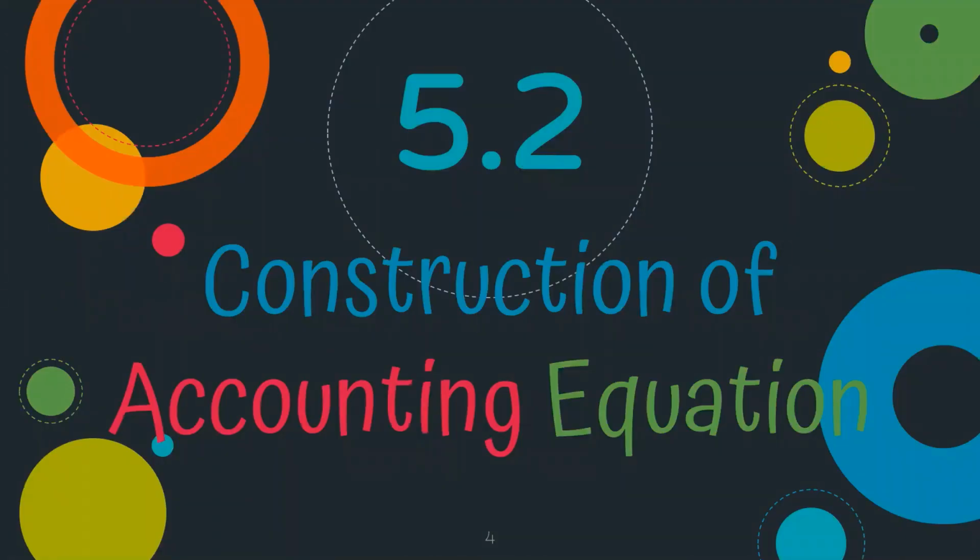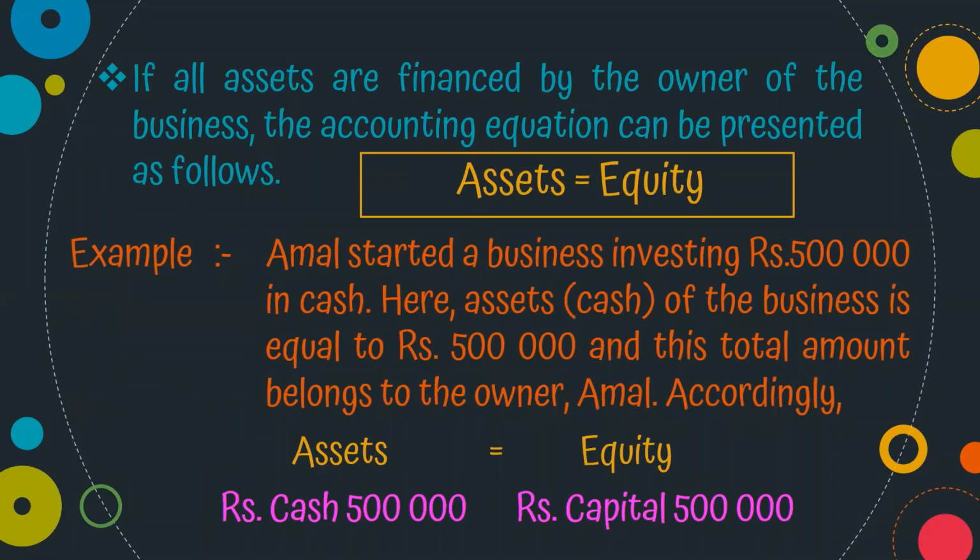Construction of the accounting equation, that is 5.2. Here, guys, you should listen carefully now. If all the assets are financed by the owner, earlier I took an example about bank loans. The bank is an example of an external party. But according to this example, we talk about only the internal parties. If we read it, you will understand it.